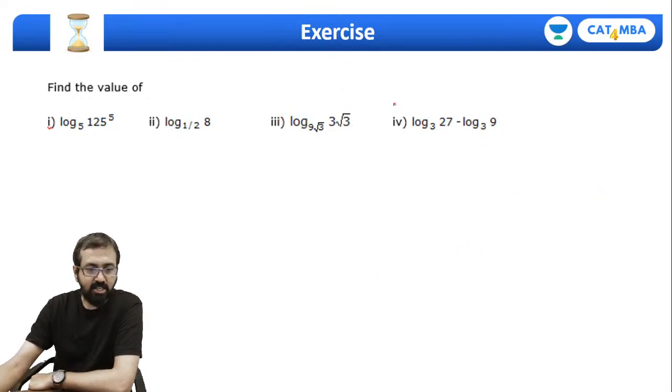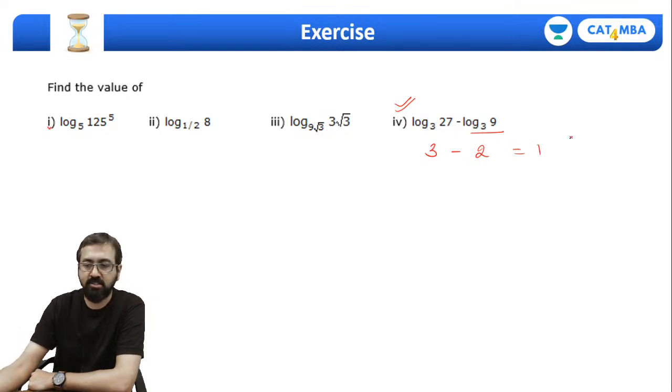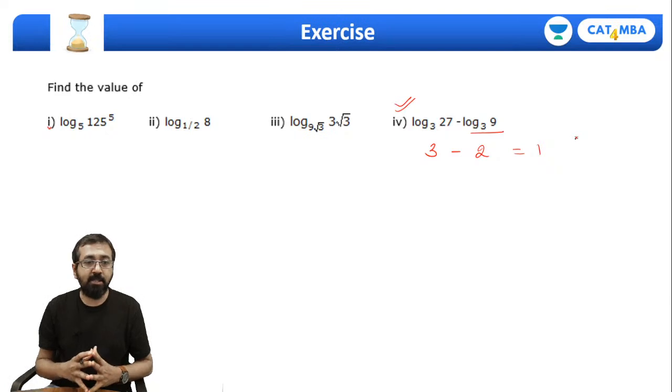Guys, let's check the fourth question. Log of 27 with base 3, of course it's going to be 3. Log of 9 with base 3, it's going to be 2. So 3 minus 2, it's going to be 1. That's your answer. Great. So many of you have got correct answers up till now.